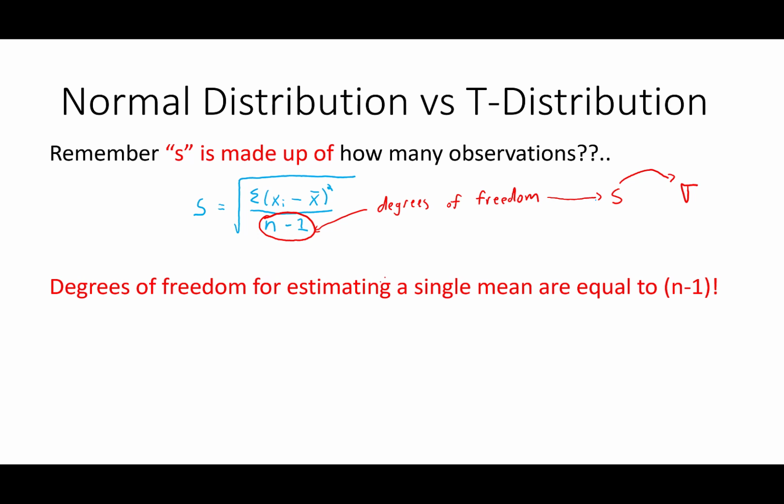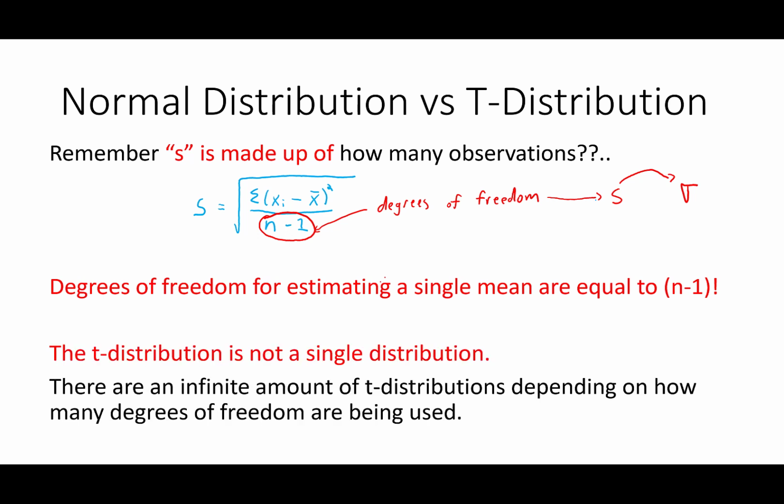Now, it's important to keep in mind that there's not just one t-distribution. You can think of it as an infinite number of t-distributions. For each degrees of freedom that you have, it's going to look closer and closer to a normal distribution because your estimate of sigma is going to be better and better. There's going to be less and less variability associated with your estimate of sigma.